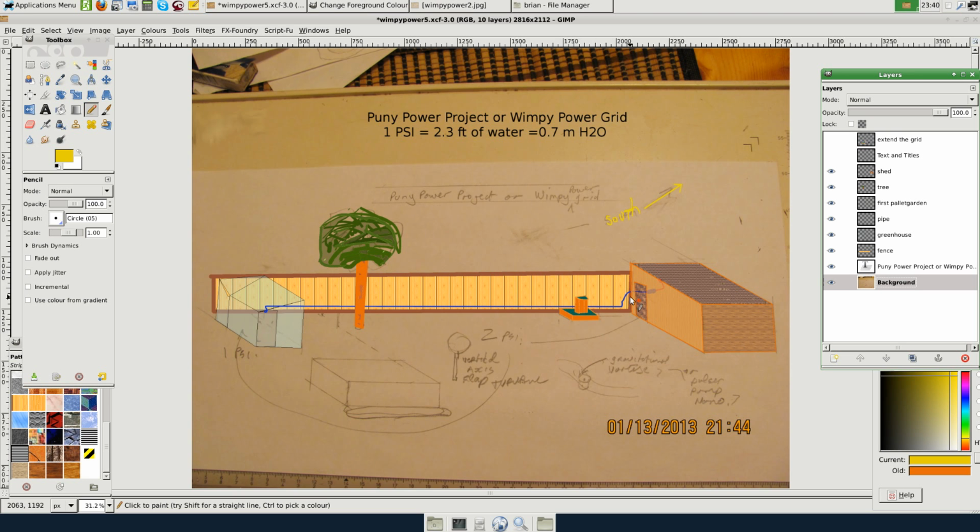So 1 PSI, it doesn't take much effort to do 1 PSI, so you don't necessarily have to have electricity powering it.